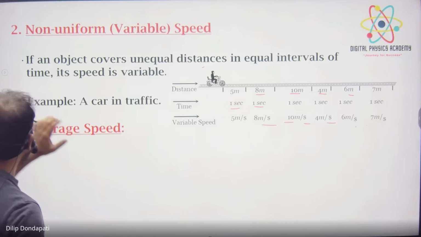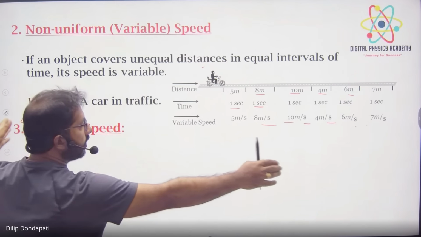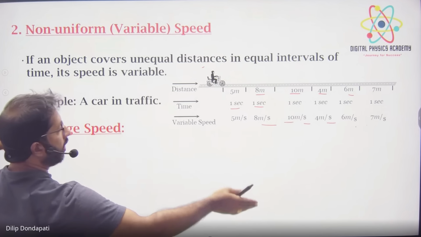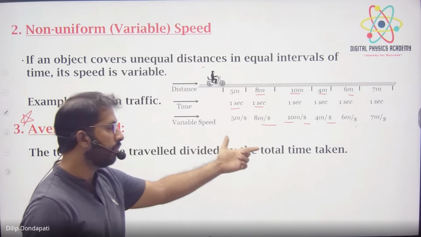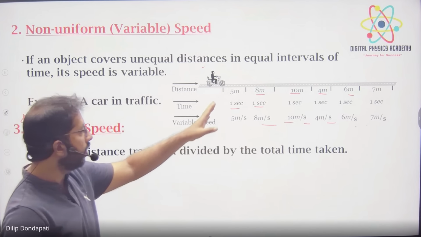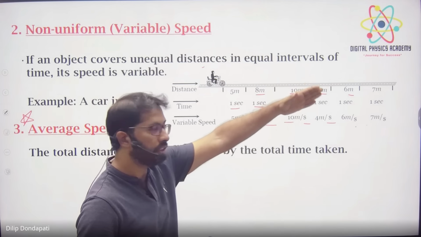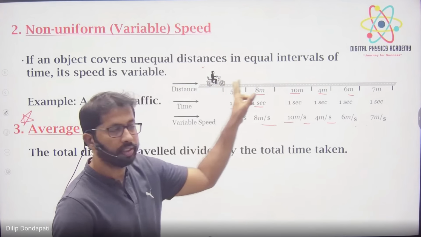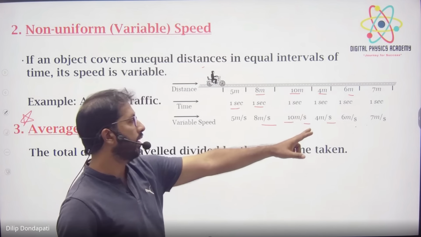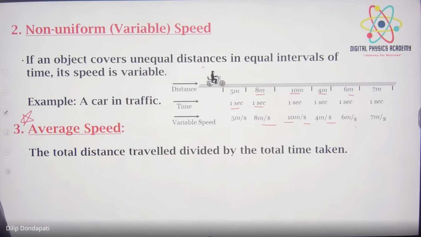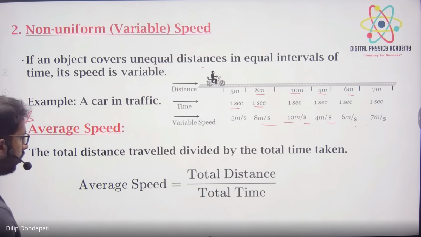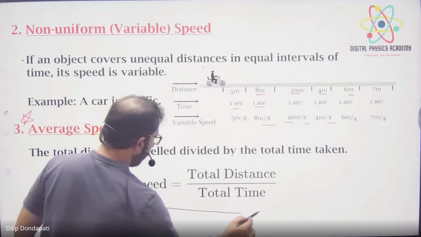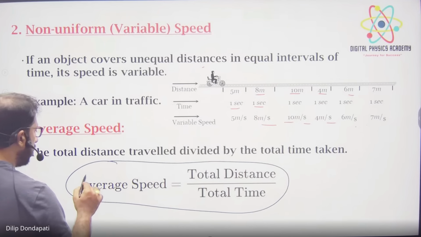Average speed means total distance covered per total time taken. So total distance traveled divided by total time taken is called average speed. They can have different distances. This is the formula: total distance by total time taken. With this basic definition you can solve so many numericals.